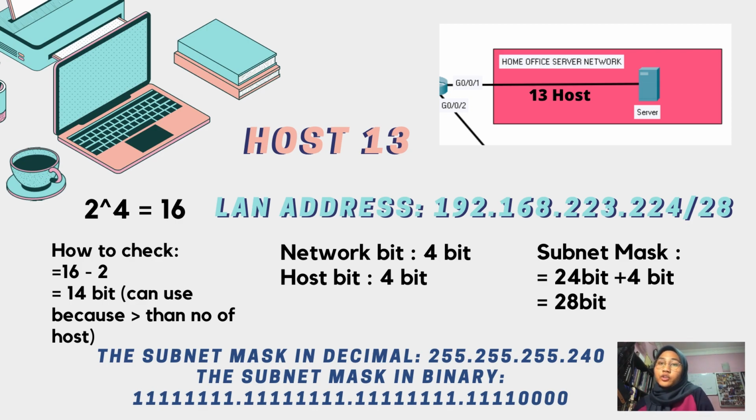So the line address for this part is 192.168.223.224/28. Okay, why /28? Because the subnet mask is 24 bit plus 4 bit, which is the host bit, equal to 28 bit. So the subnet mask for this part in decimal is 255.255.255.240. If we change it to binary, you can see it in the slide.